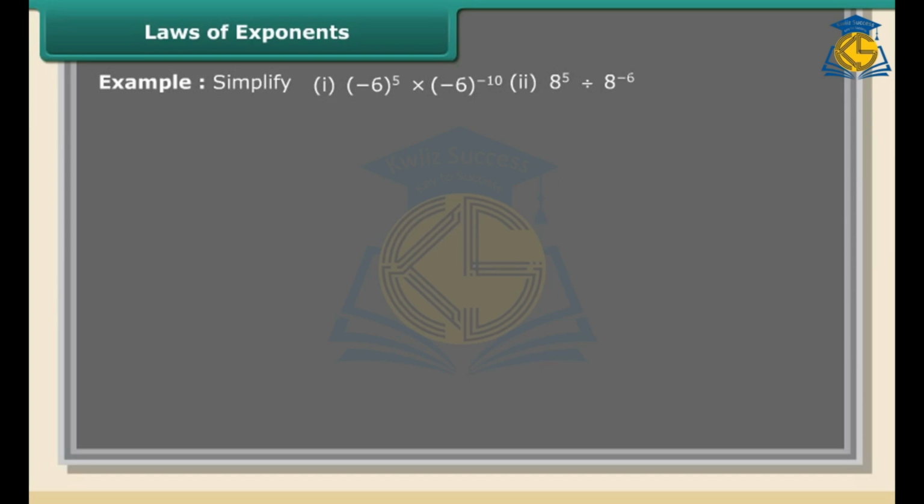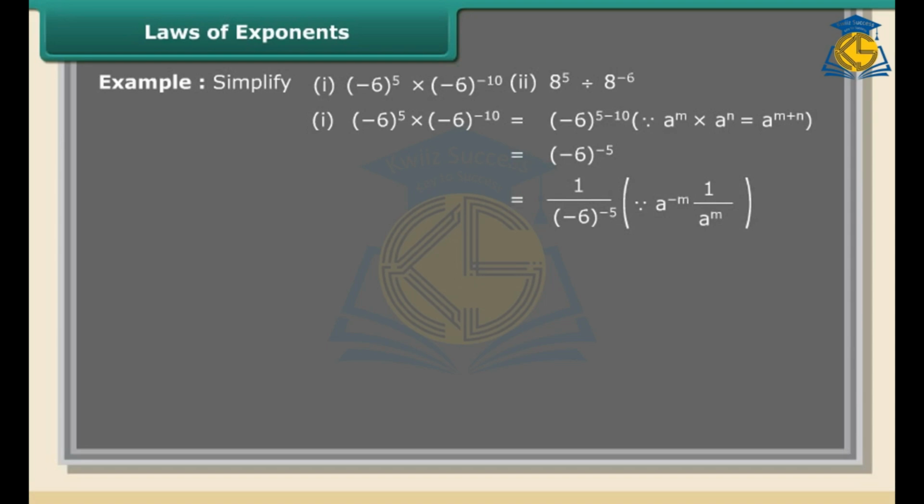Example. Simplify (-6)^5 × (-6)^(-10), and 8^5 divided by 8^(-6). (-6)^5 × (-6)^(-10) is equal to (-6)^(5-10), since a^m × a^n is equal to a^(m+n), which is equal to (-6)^(-5), which is equal to 1 upon (-6)^5, since a^(-m) is equal to 1 upon a^m.